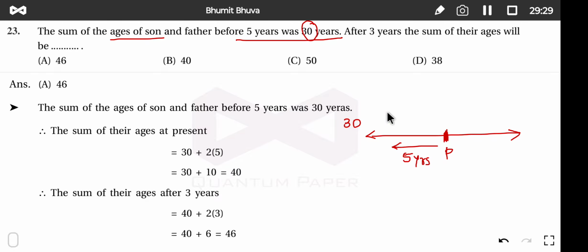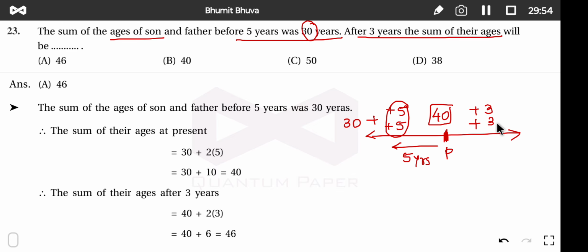There are 2 persons. Son's age will be plus 5, and father is also plus 5. So in total we have to add 10. 30 plus 10 is 40. So at present the sum of the ages of father and son is 40 years. We have to find out what the sum is after 3 years. After 3 years, son will be plus 3 and father will be plus 3. So total increase is 3 plus 3, 6. So 40 plus 6, the total age is 46 after 3 years. So the correct answer is option A.